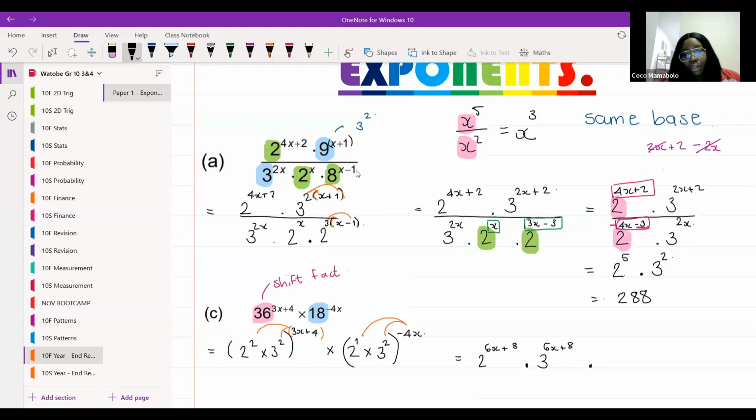Multiplied by, now we're on this side over here. We're going to do the exact same thing. 2 to the power of 1 times negative 4x will give us negative 4x, multiplied by 3 to the power of 2 times negative 4x, which is negative 8x.